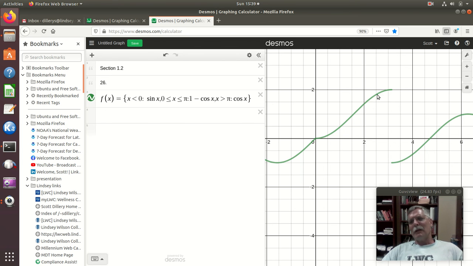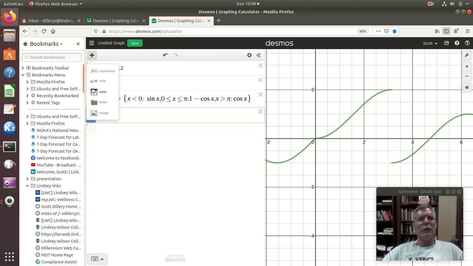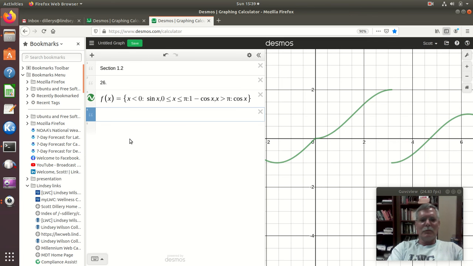So the left-hand limit exists, all right? We can follow that, and we're heading to 2. And the right-hand limit exists. We can follow this, and we're heading to -1. But since the left hand and right hand don't match up, then in number 26 our limit does not exist. Okay, so if I added another note here, I could say the limit at pi does not exist. Okay, so I have that, but the limit at 0 does.